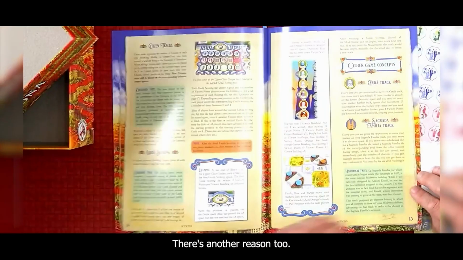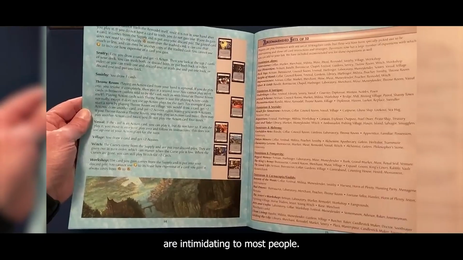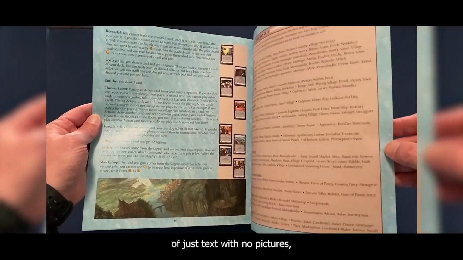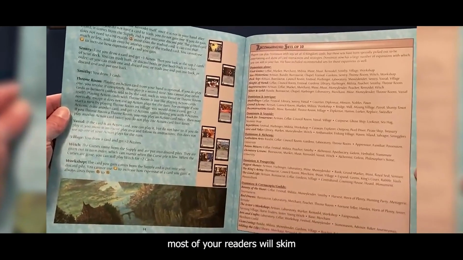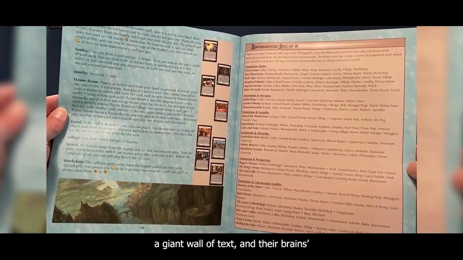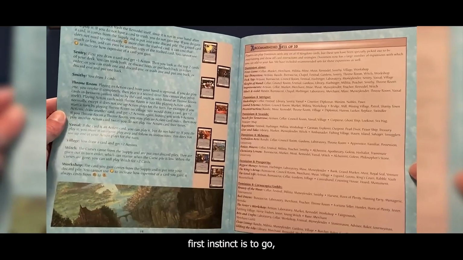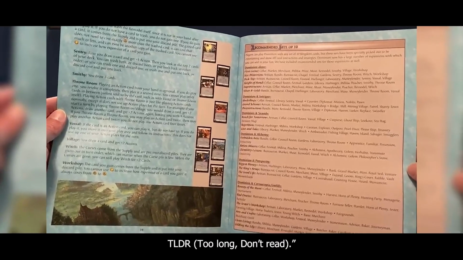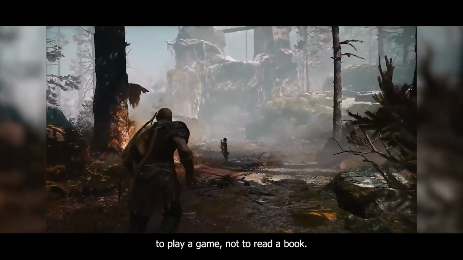There's another reason too. Long blocks of text are intimidating to most people, so if you have an entire page of just text with no pictures, most of your readers will skim or they'll skip it entirely because their brain sees a giant wall of text and their brain's first instinct is to go, no, I don't want to read that. TLDR, your players came here to play a game, not to read a book.